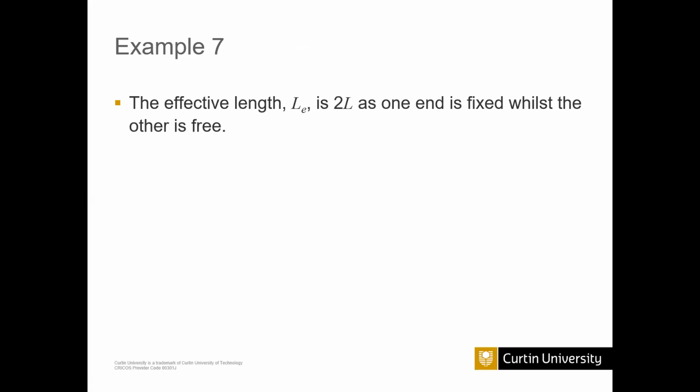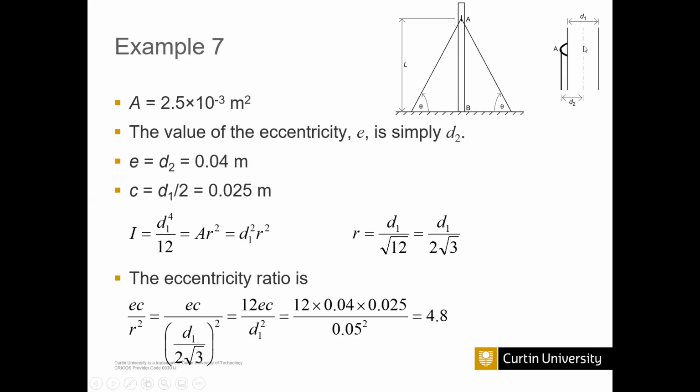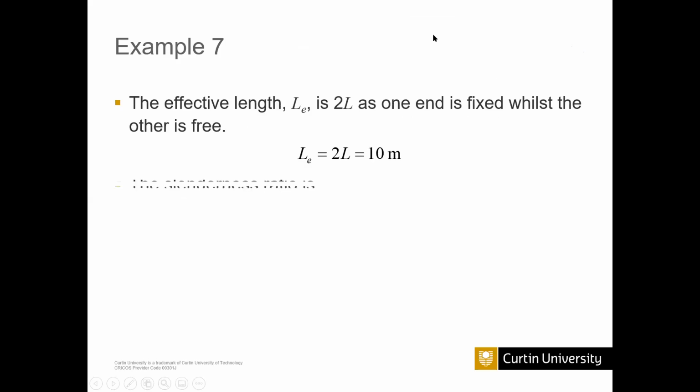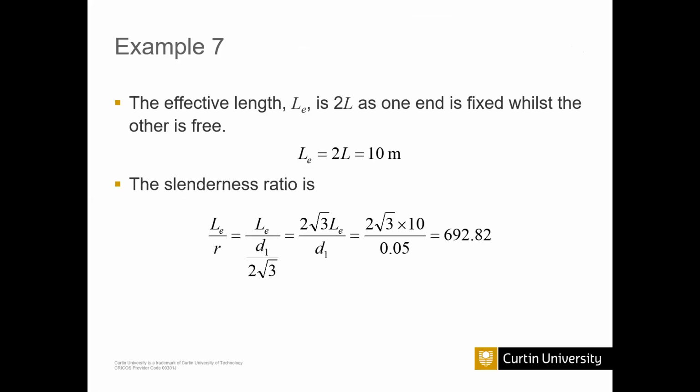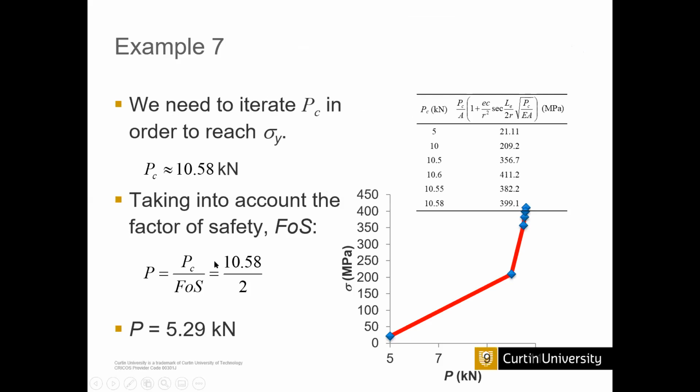Sorry, fixed free end. Sorry, I'm sorry. This is free end, not pin end. 2L. So then the slenderness ratio, calculate separately, because we know the effective length. The radius of gyration we already know. So yeah, this is just plotting the variation with the load.